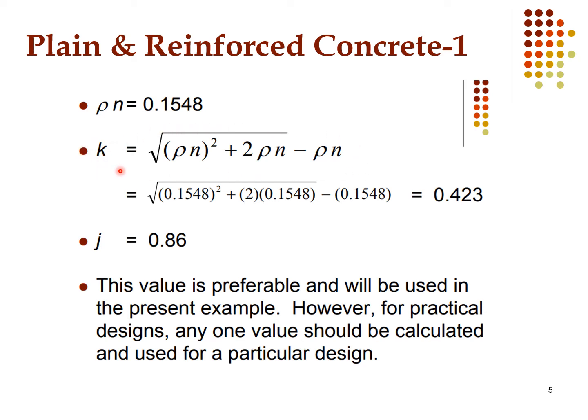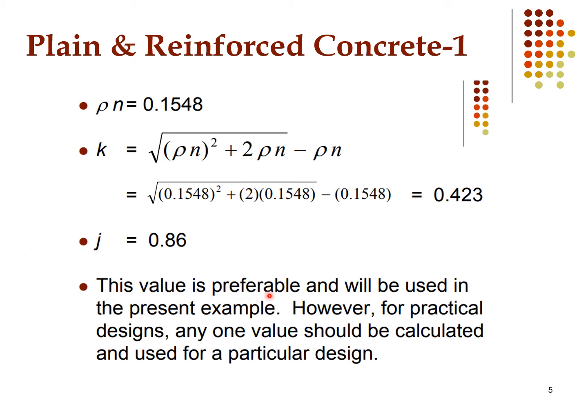If we plug all the values into that k formula, we will get k equal to 0.423, and j is equal to 1 minus k by 3. So j is equal to 0.86. So we can use either this formula for k or the previous one.